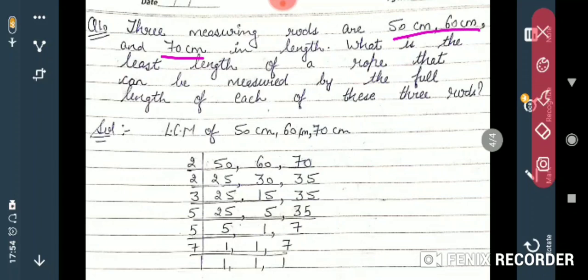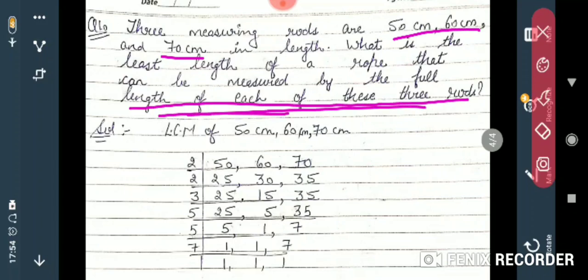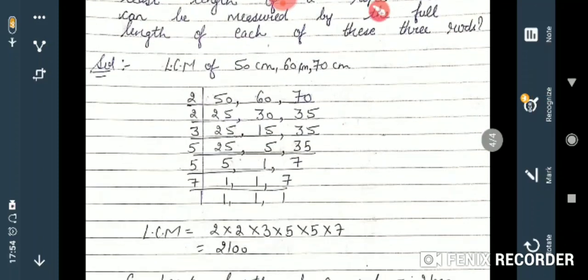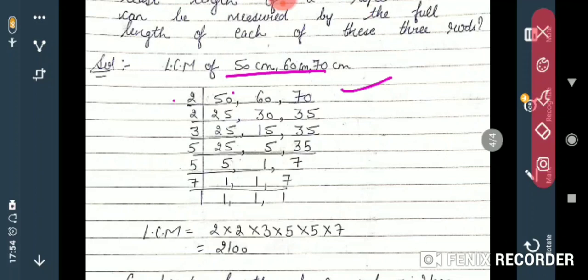And what you have to find is the length measured by each of these 3 rods. So let's find the LCM of 50 centimeter, 60 centimeter and 70 centimeter. The last digit is 0, so it is easily divisible by 2. 2 twos are 4, 10, 2 fives are 10. Then 2 threes are 6 and 0, 30. Then 2 threes are 6, 10, 2 fives are 10. Again 25 is not divisible by 2. 2 fifteens are 30. Then 35 is not divisible by 2. Then just see 5, 5, 5.